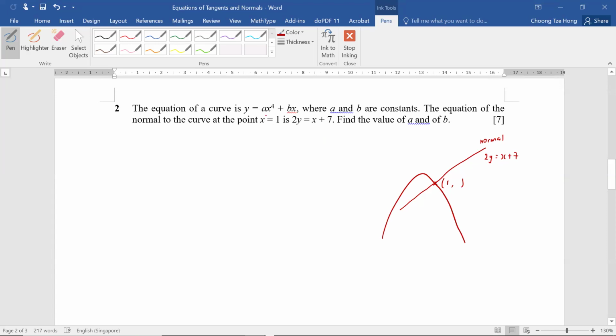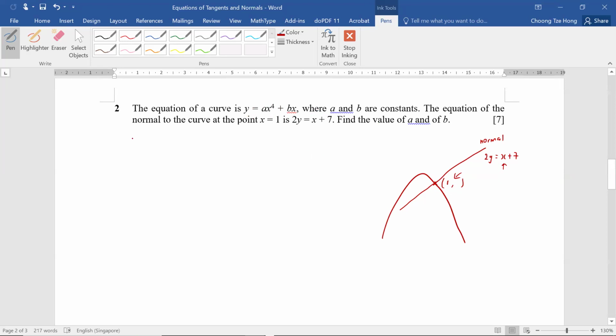So remember we want to form two equations, right? So usually one of the equations will come from substituting this pair of coordinates into the equation of the curve, because the curve passes through this point 1, something, which we don't know the y value yet. But since we know that this normal also passes through this point, we can sub x equals to 1 inside here, and then we find the y, and that will give us the y coordinate here. Then once we know the pair of points, we can sub the pair of points inside the equation of the curve to get our first equation, right? So that is basically what we are going to do.